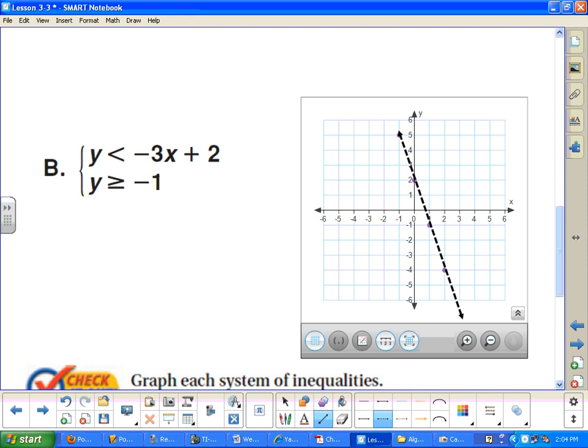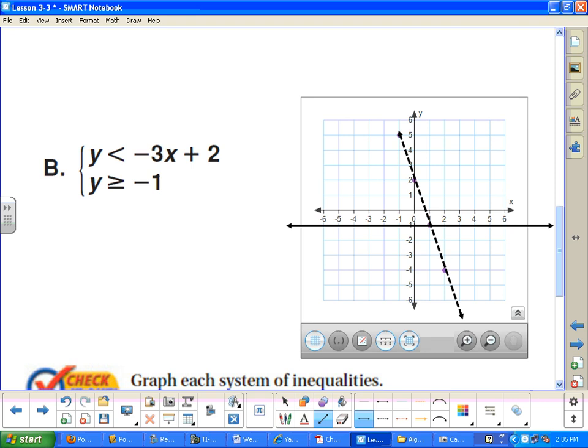So there's the y is less than negative 3x plus 2. That's a dotted line. And then y is greater than or equal to negative 1. Is that a horizontal or vertical line? Okay, y equals is horizontal, x equals is vertical. So this is a horizontal line at negative 1. And it's solid because it says "and equal to." So we're less than the dotted line.